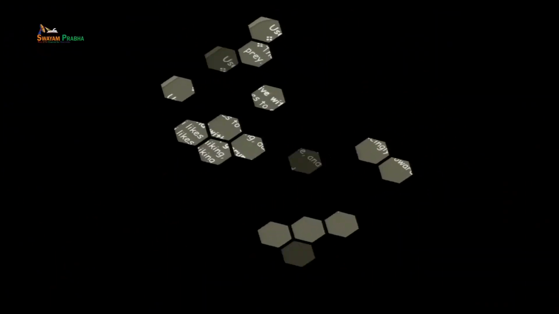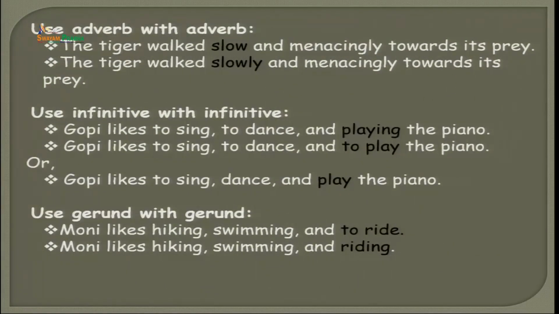Then we further move towards a few more examples so that you all can imbibe a lot of knowledge related to parallel structure, because they will definitely embellish your paragraph writing. How are we going to bring it? Adverb with adverb. The tiger walked slow and menacingly towards its prey. Now, the tiger walked slowly, because menacingly is again an adverb. When I talk about adverb, it will be combined with adverb only, right? You cannot combine it with some adjective. So, that would not be a good combination. Verb only with verb. Then infinitive with infinitive.